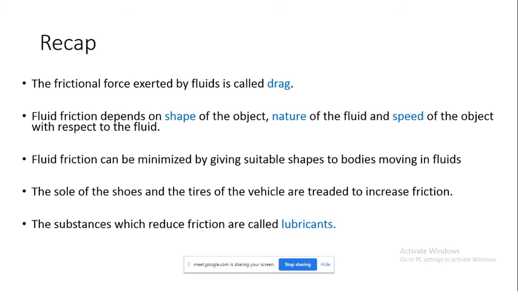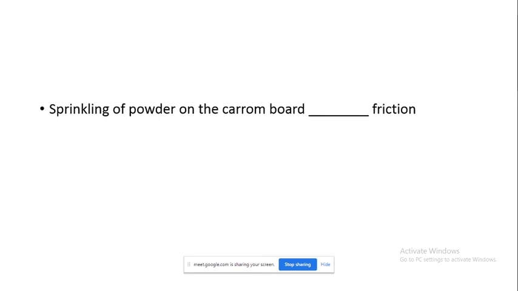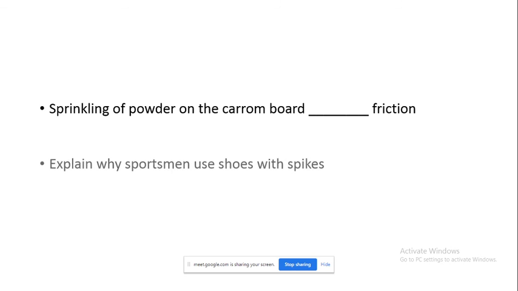Then we have seen what lubricants are. The substances which reduce friction are called lubricants, and we have seen so many examples. So friction can be reduced by lubricants. Now quickly answer the first question. Sprinkling of powder on the carrom board reduces friction. Is everyone agreeing with that? Yes, ma'am.